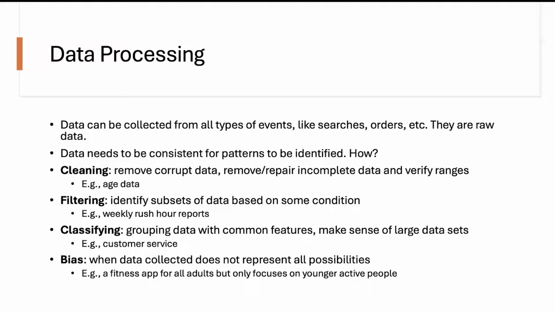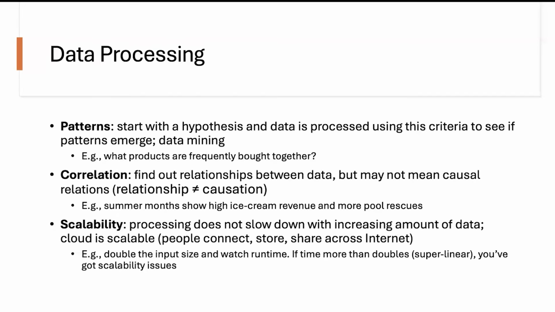Bias means that the data we collected doesn't represent all the possibilities. For example, when I'm trying to build a fitness app, where I aim to build the app for all adults, but I only focus on some data from younger active people. So the app will be designed in a more biased way because I'm not considering the whole spectrum of all adults.